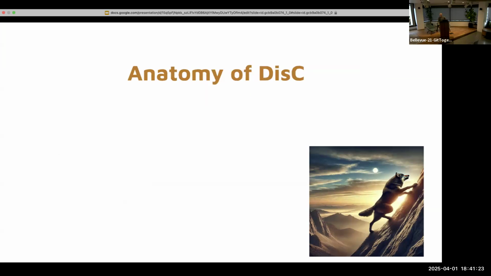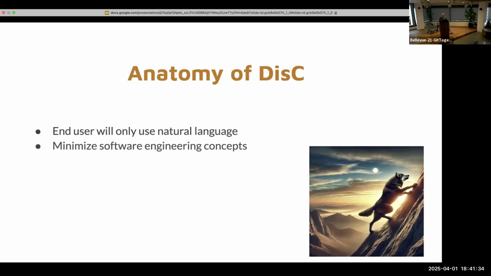So what makes a good documentation-as-code agent? The user will only write natural language instructions. And some of these things are really good for any kind of agentic AI. Minimize software engineering concepts, because the LLMs are good at unstructured data and implicit algorithms.